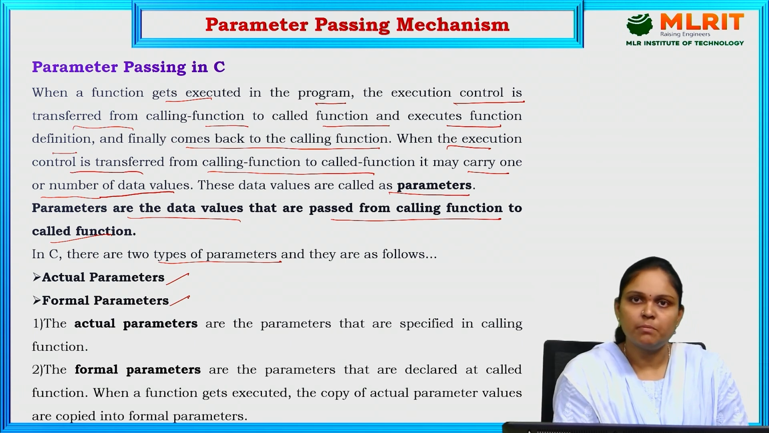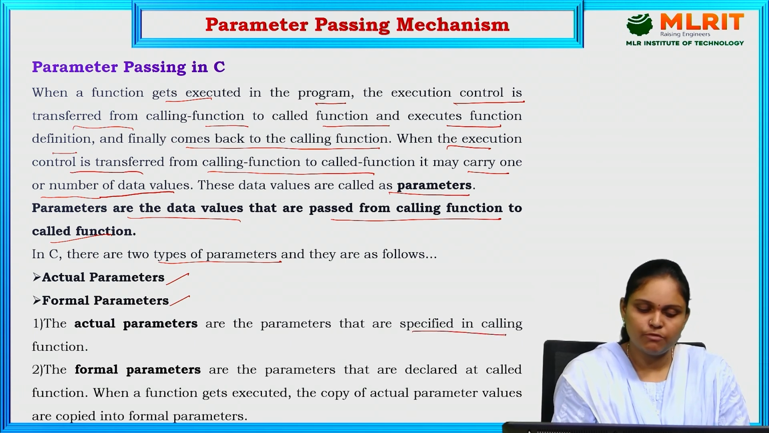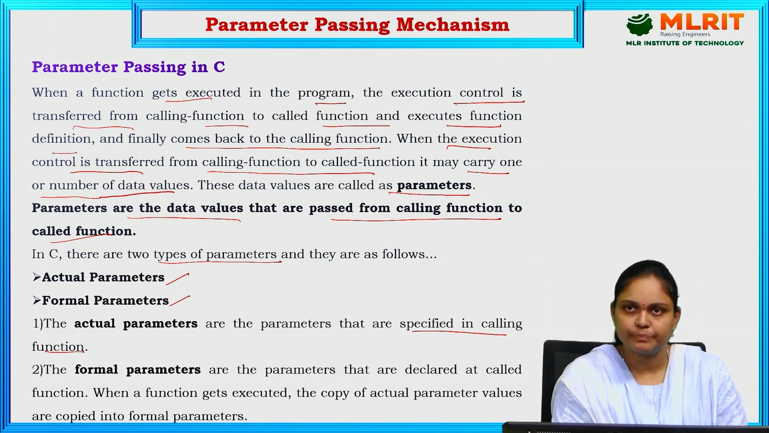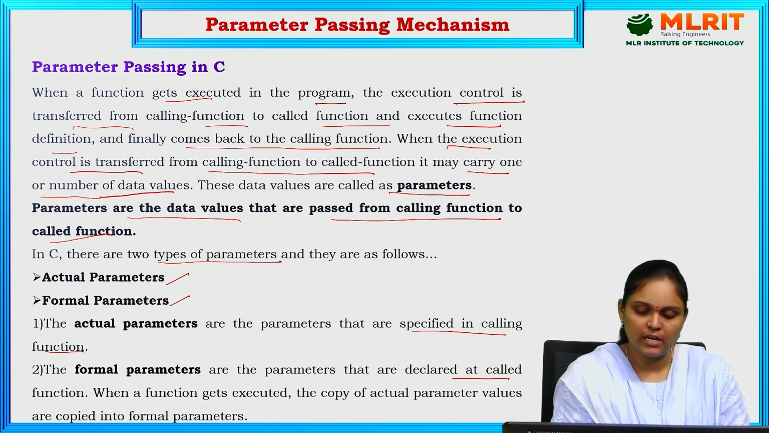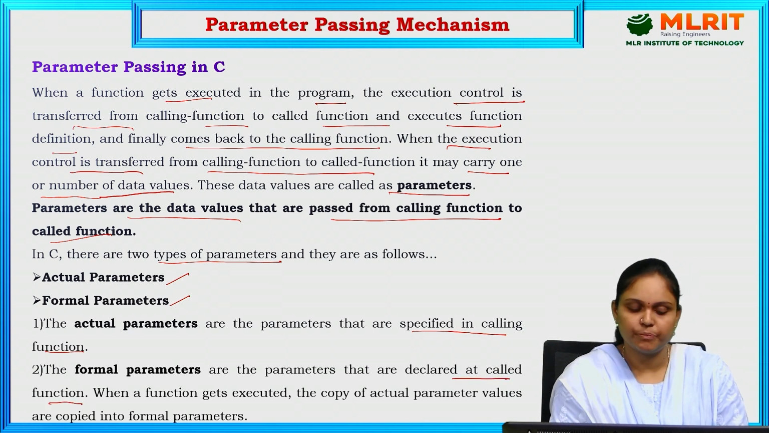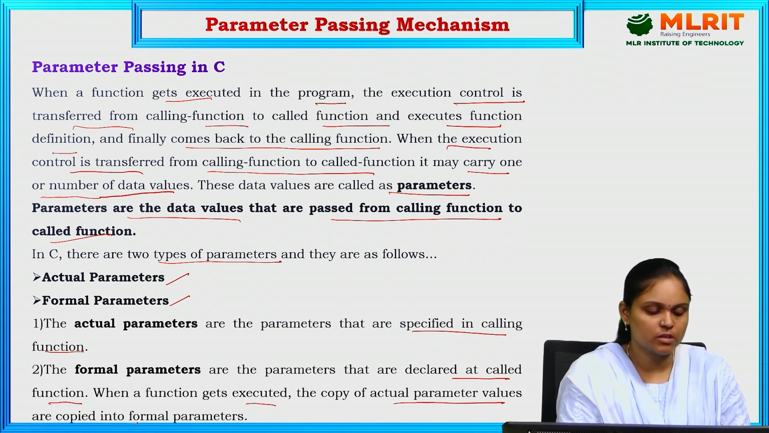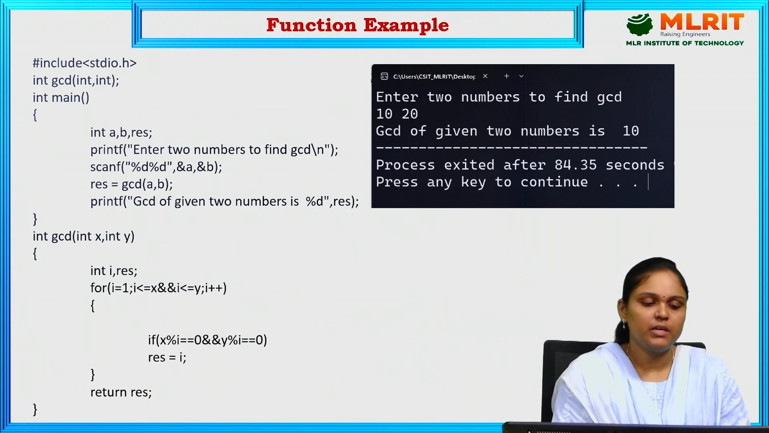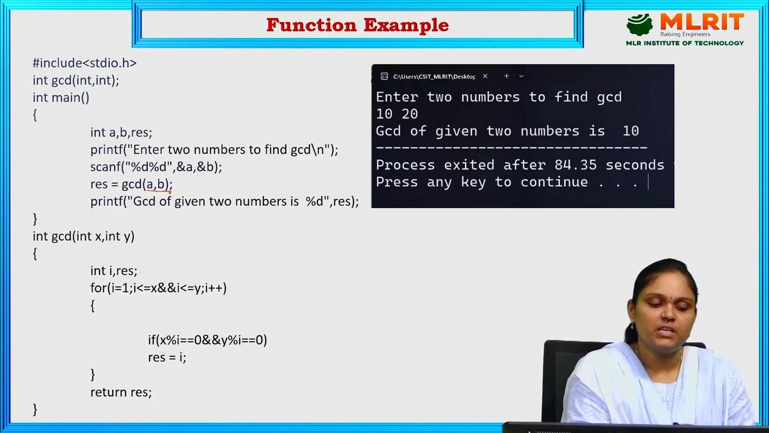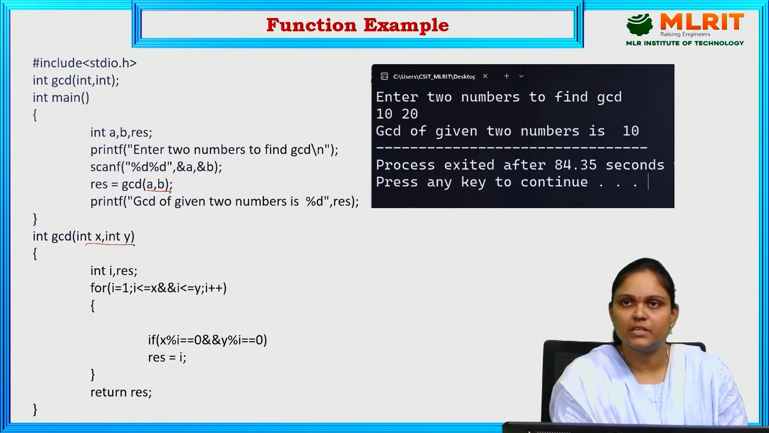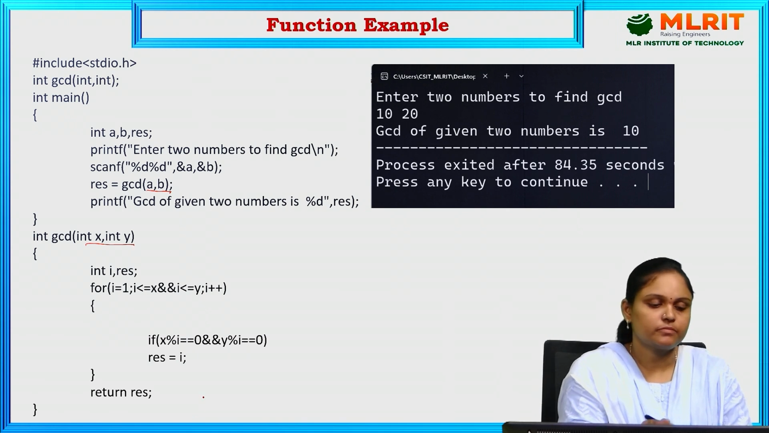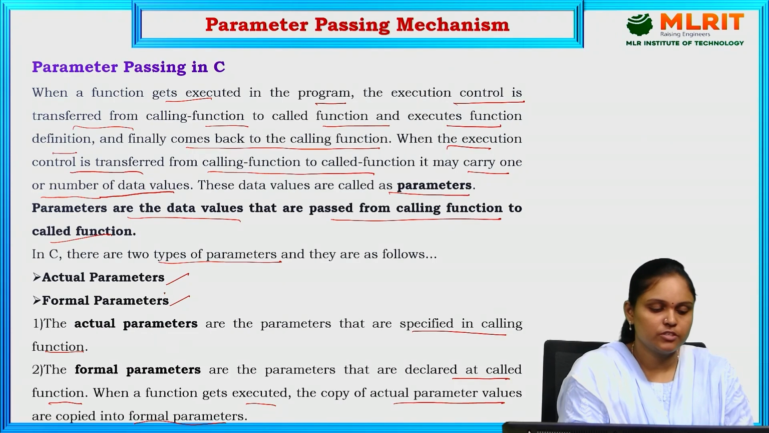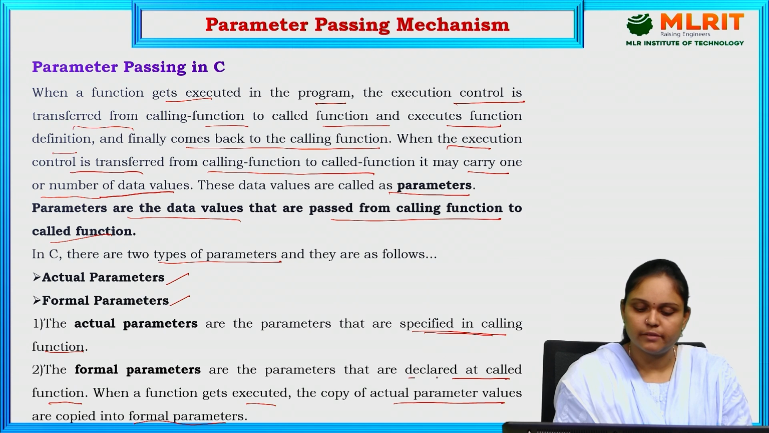Actual parameters are the parameters that are specified in the calling function, and the formal parameters are declared at the called function. When the function gets executed, the copy of the actual parameter values is copied into the formal parameters. So coming to the previous example, these are called the actual parameters and these are called the formal parameters.